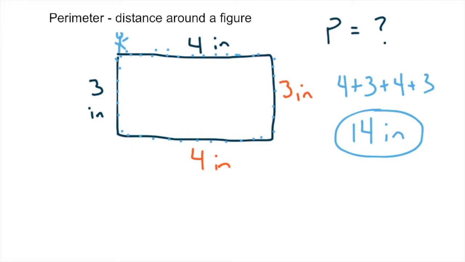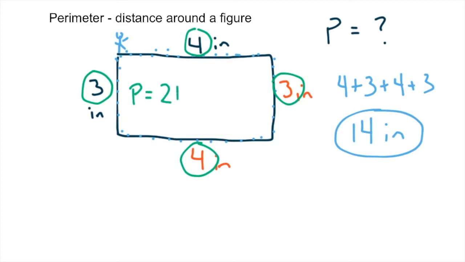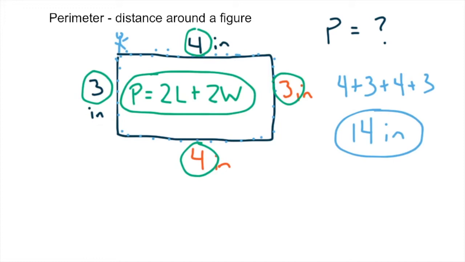And now from there I think we can develop a formula for this, where I'm going to use this number twice, that's the length, and I'm going to use this number twice, that's the width. So if I want the perimeter of a rectangle, that's going to be 2 times the length plus 2 times the width. And that will be the formula that we'll use to find the perimeter of a rectangle.